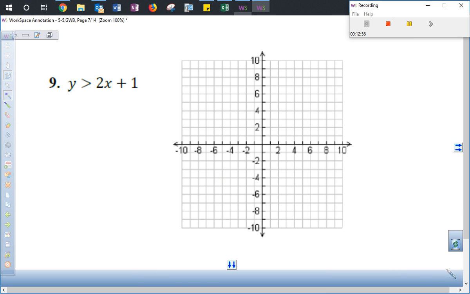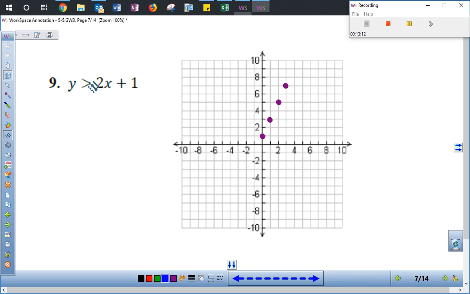Let's look at number 9. On number 9, I have y is greater than 2x plus 1. So my y-intercept is at a positive 1, and then I have a slope of 2. So rise 2, run 1, rise 2, run 1, rise 2, run 1. And I have a greater than, there's no equal bar, so it's going to be a dashed line all the way through, end it with arrows.